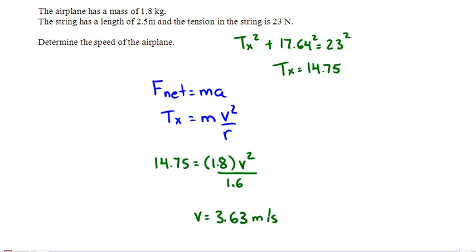So key things: free body diagram. It helps you out. If you've got one of these diagonal string deals, you've got to use either Pythagoras or trigonometry to come up with the Tx. Then the Tx is going to go in for your F net.